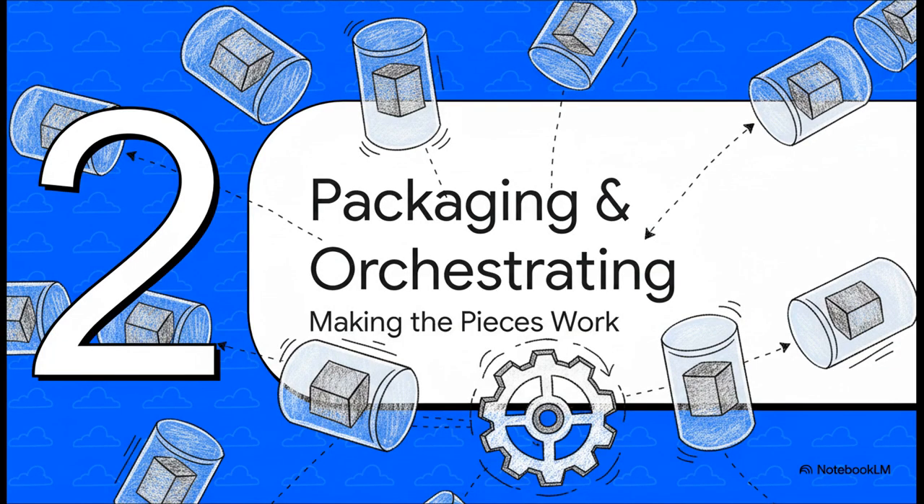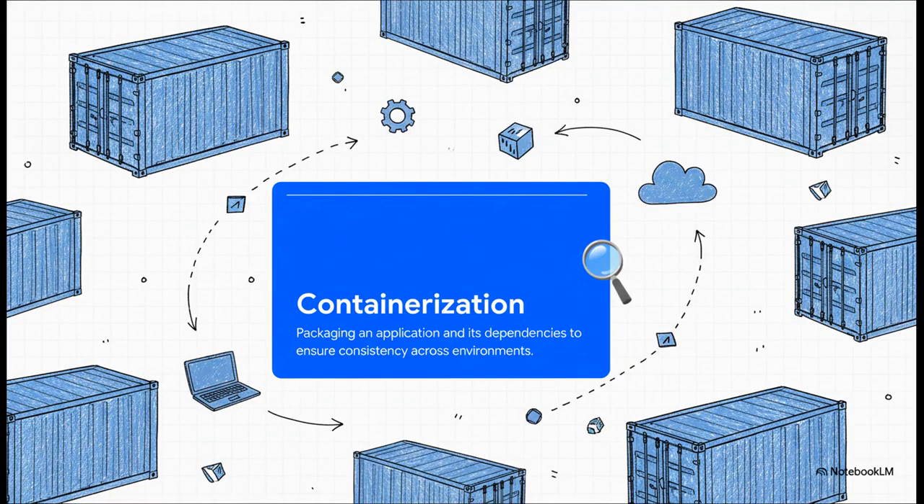Okay, so we've got our new feature, it's built as a microservice, awesome. But now we have a new problem. How do we package this little piece of code so it can run absolutely anywhere? And with potentially hundreds of these little pieces all flying around, who's going to manage them all? The answer to that packaging problem is containerization. And honestly, the best way to think about it is like a standardized shipping container.